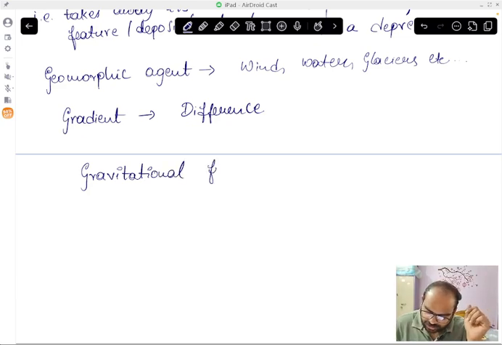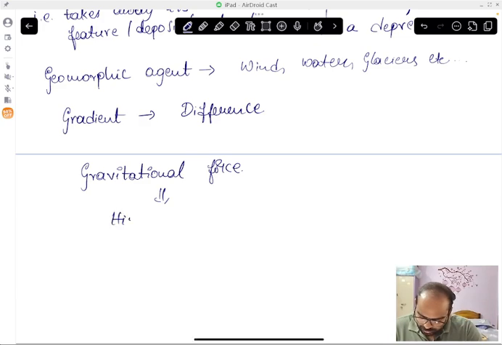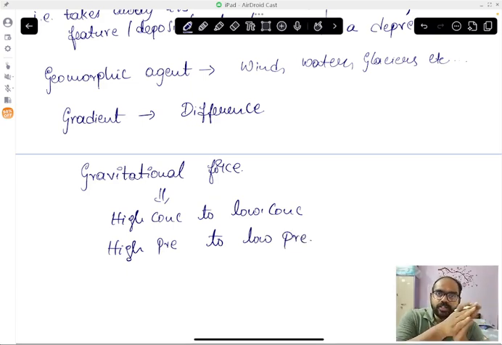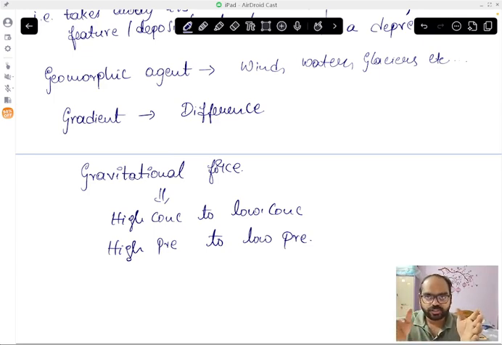Because of this gravitational force only, materials move from high concentration to low concentration, from high pressure to low pressure. So whenever a material moves from high concentration to low concentration because of the gradient, the difference, gradient is nothing but difference in what? Gravitational force.